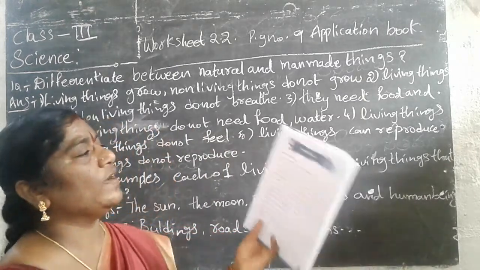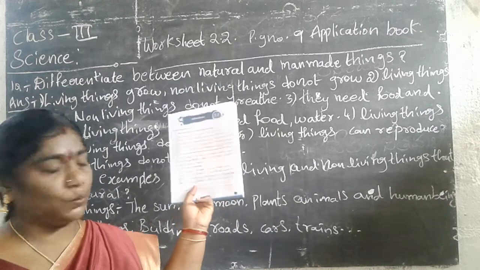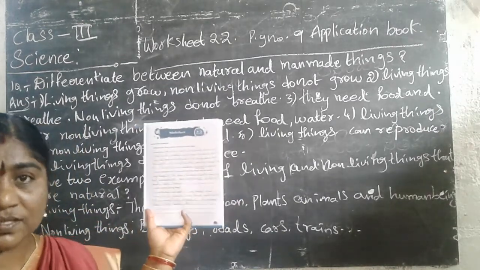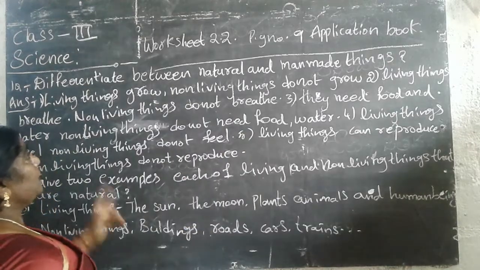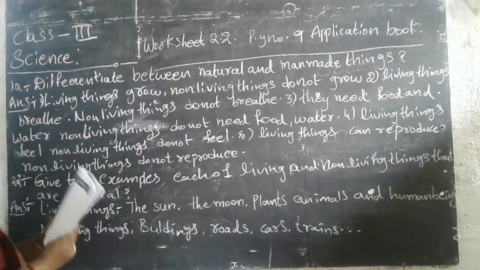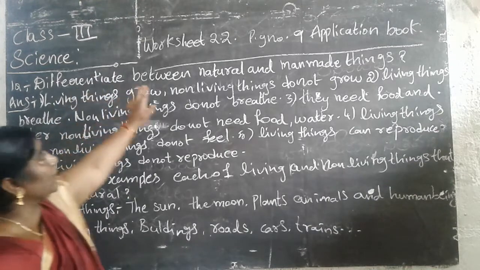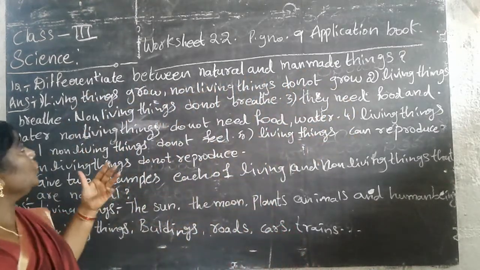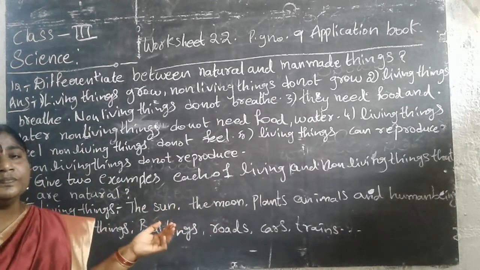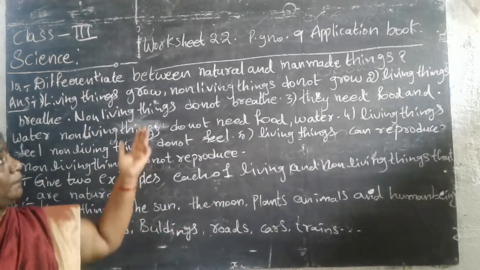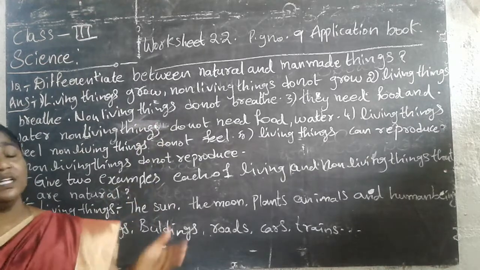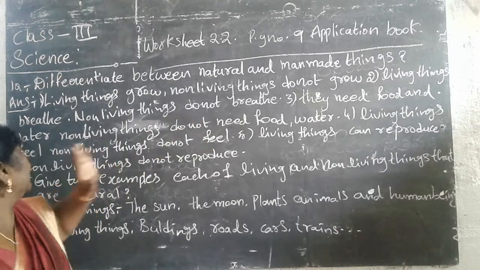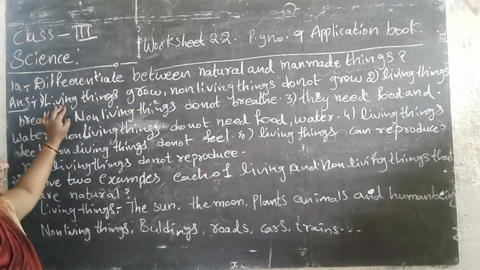Now we have to go to worksheet number 2.2, page number 9 in our second lesson, living and non-living things. The first question is: differentiate between natural and man-made things. You know that natural things are living things, and man-made things are non-living things. Understand the question first. What is the difference?